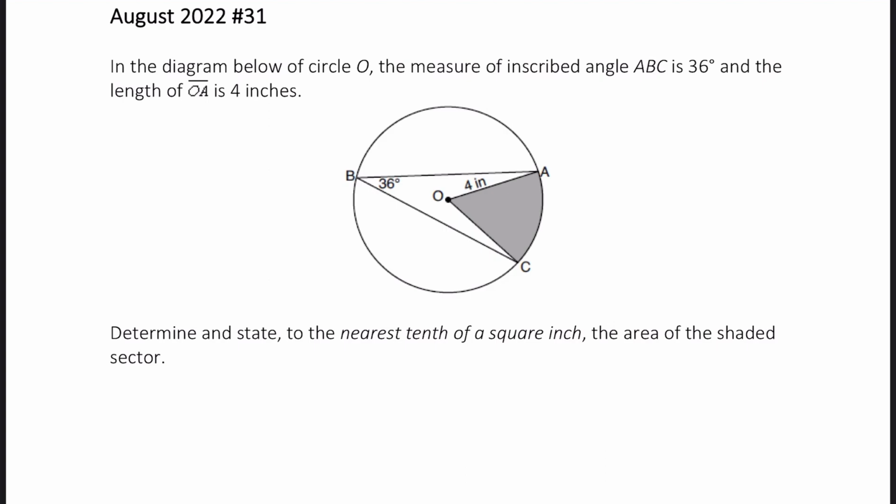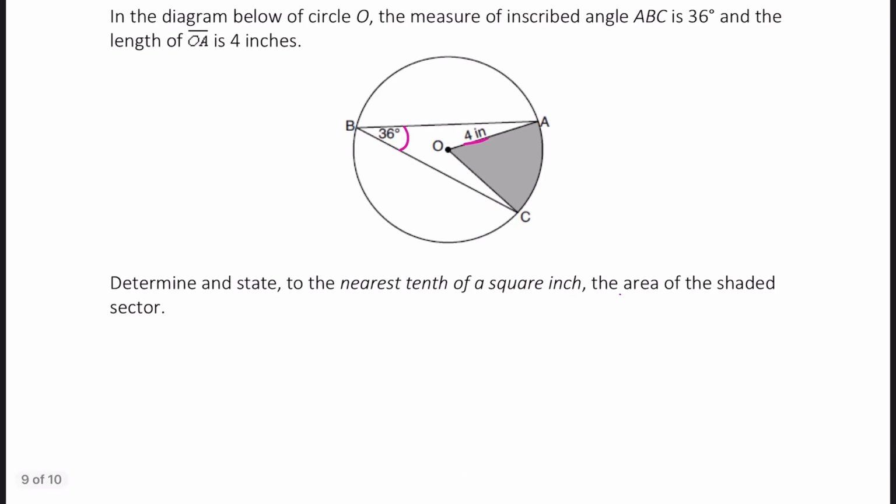Here it says in the diagram below of circle O, the measure of the inscribed angle ABC is 36 degrees. So they give you this, okay? And the length of OA is 4 inches. That's what you have over here. So that's given to you as well. It wants you to determine and state to the nearest square inch the area of the shaded sector. So you know that you're looking for sector area.